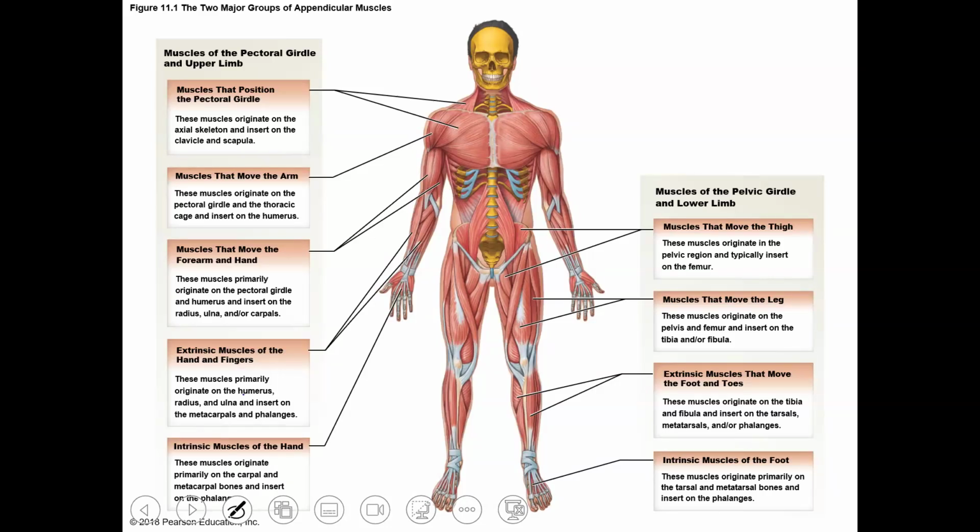Extrinsic muscles that move the foot and toes originate on the tibia and fibula and insert on the tarsals, which are the foot bones here, the metatarsals, and the phalanges. Phalanges are your toes. Intrinsic muscles of the foot originate primarily on the tarsal and metatarsal bones and insert on your toes, or phalanges.